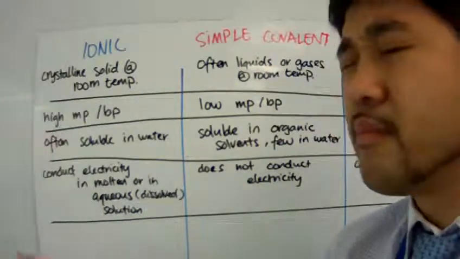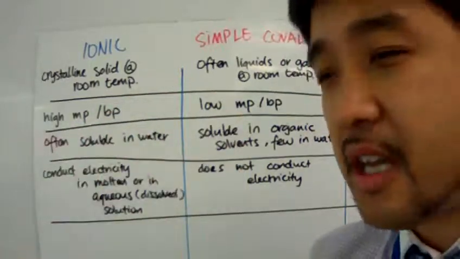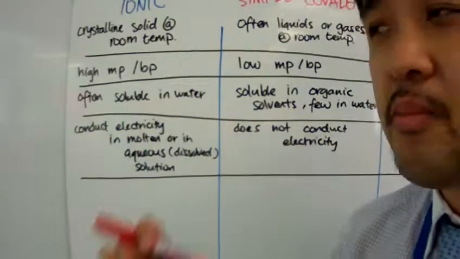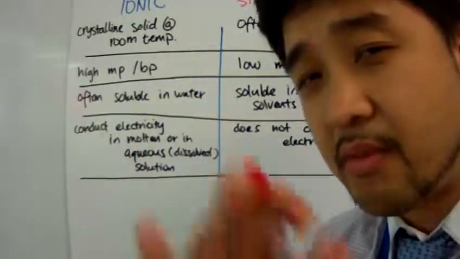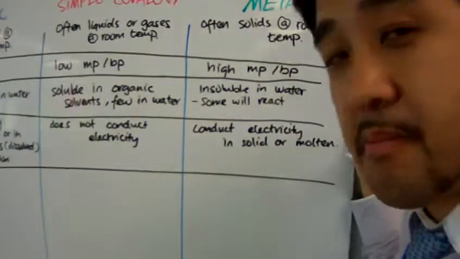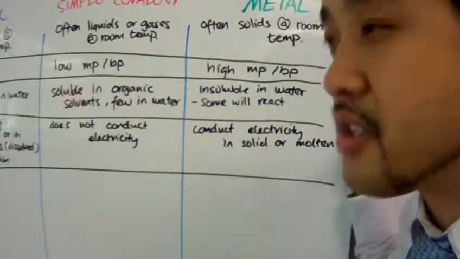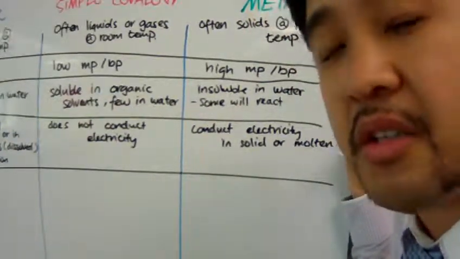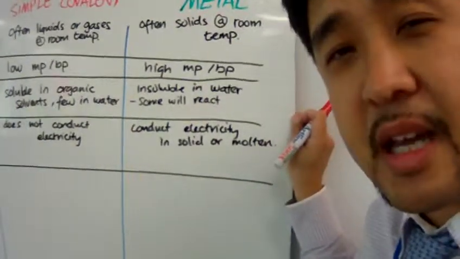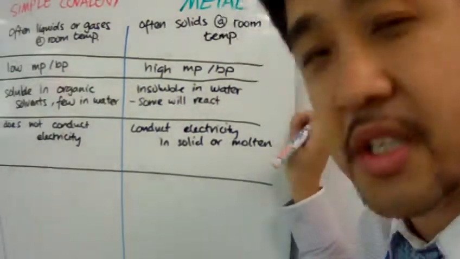Anyway, ionic compounds will only conduct electricity in the molten state or in aqueous solutions, and that's because of the free moving ions. All right, free moving ions. Simple covalent compounds do not conduct electricity at all because there are no free moving ions and no free moving electrons.